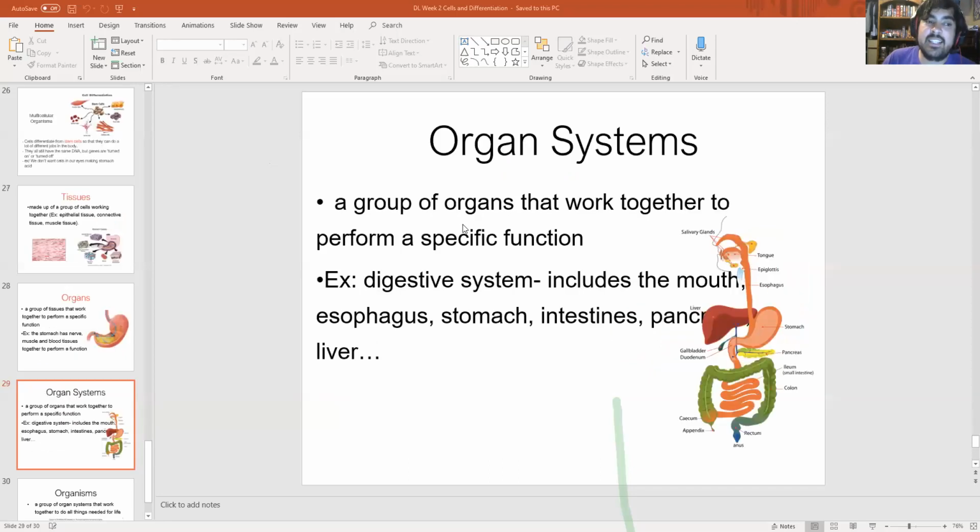Next, you got organ systems, which is a group of organs that are working together to perform a specific function. So you have the digestive system, which has the mouth in it, because where else are you going to get your food from? You have the esophagus, your stomach, intestines, your pancreas, and your liver, right?